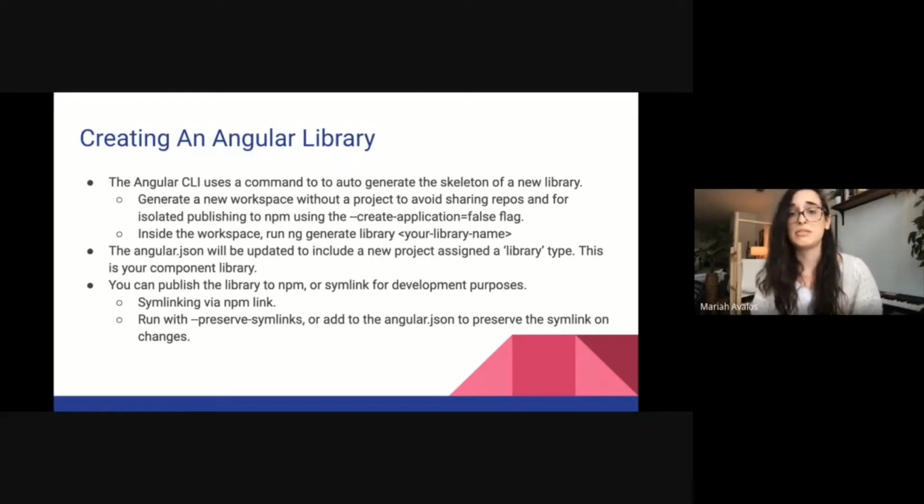But if you want to symlink for some older versions, using npm link and running with preserve symlinks or adding that to the angular.json will help you do local dev and inject it into your application, and you don't even have to worry about publishing anything. You just have to build it.